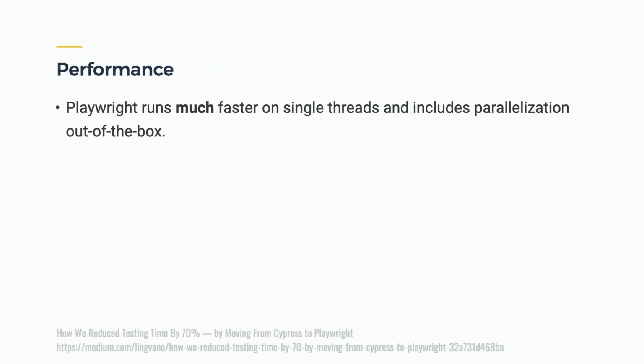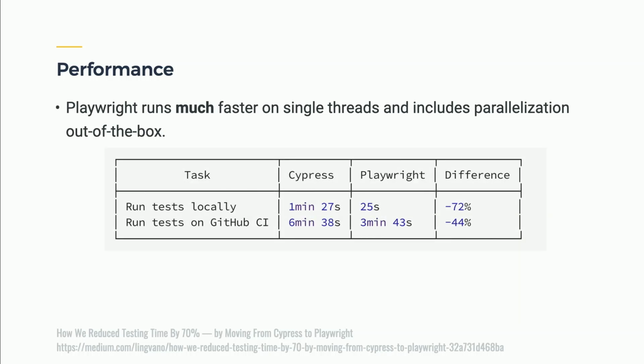So here's another difference. Performance. Playwright runs much faster on single threads and includes parallelization out of the box. I'll give you some data in just a sec. Here we go. So take a look at the difference. So Cypress is not slow, but compared to Playwright, it is pokey.